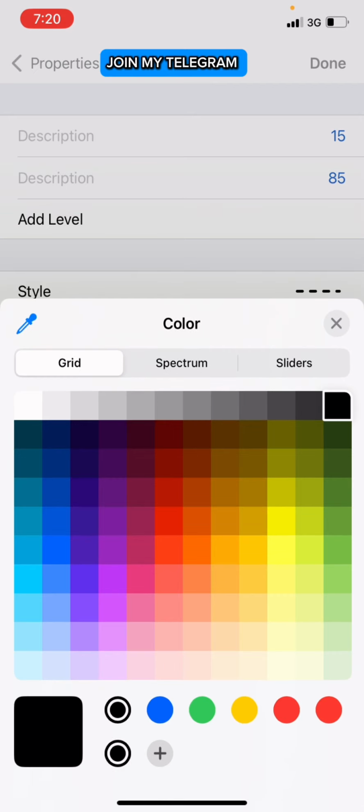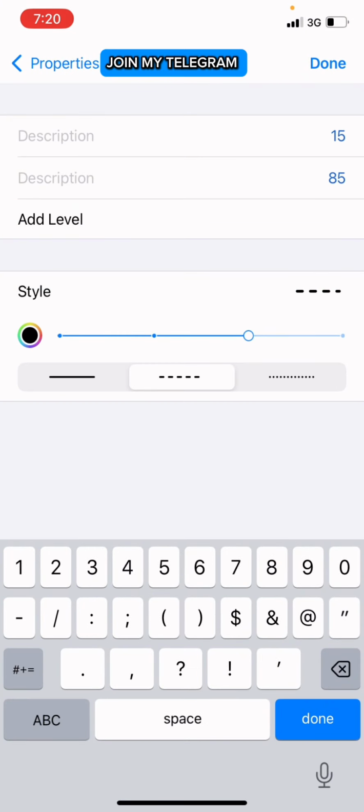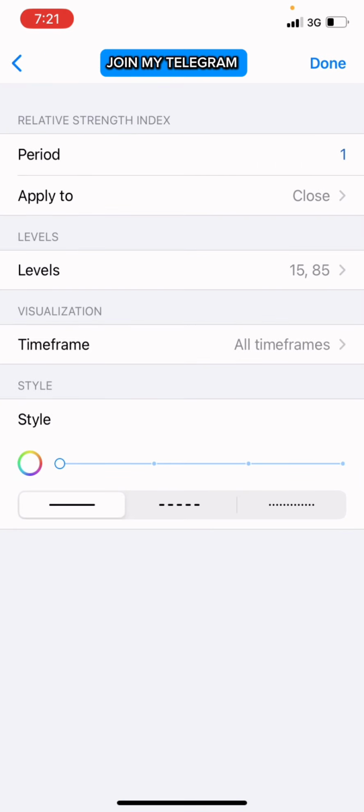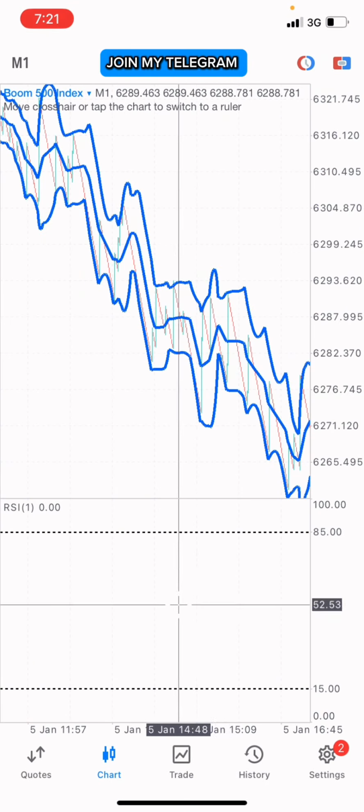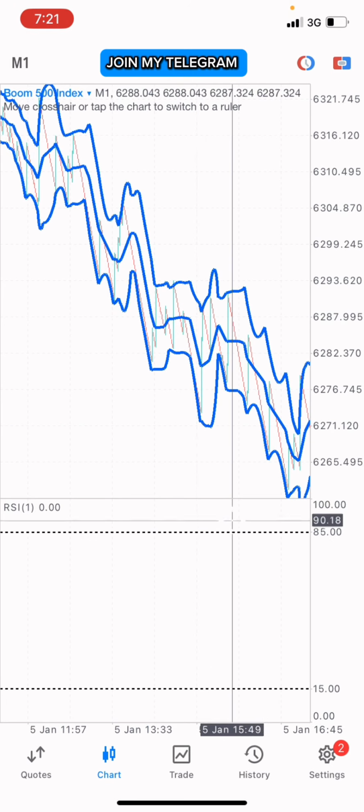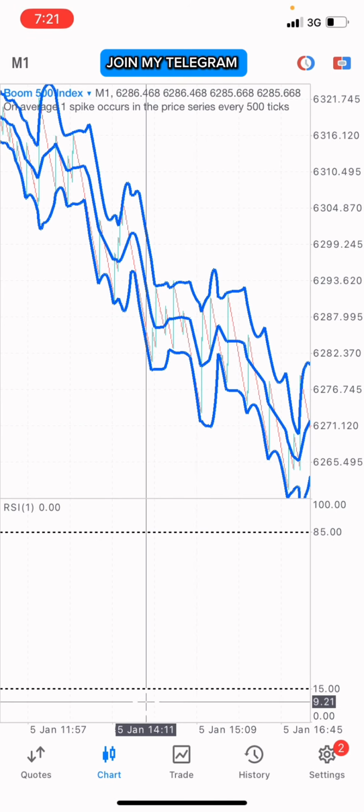Then the style color is going to be black, with the middle trend line, right? For the pixels, we're going to leave that on 3 pixels just as it is. Then you click on done. It will take you back to the style on the main page of the RSI. You put that color on white, which is the color of your screen. Then the pixel is going to be the first one, which is 1 pixel, and the trend line is the first trend line. Then you click on done. All right, so as you can see, this is your RSI, and this is the level of 85, and this is the level of 15.